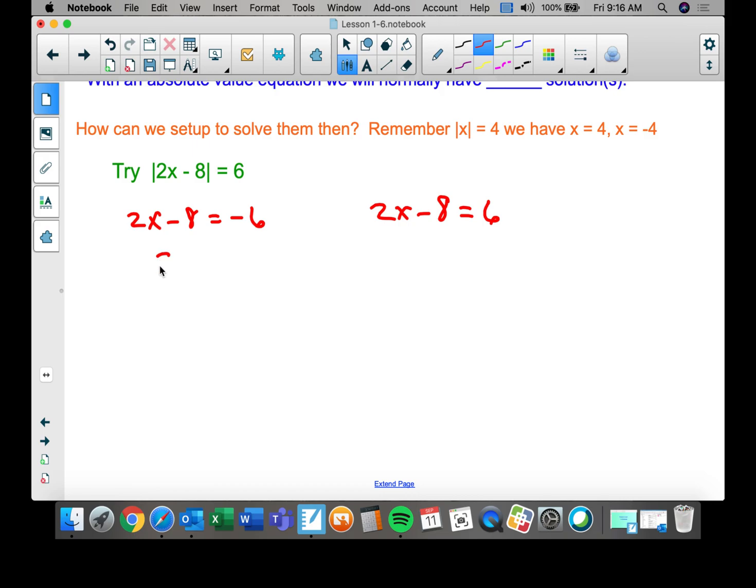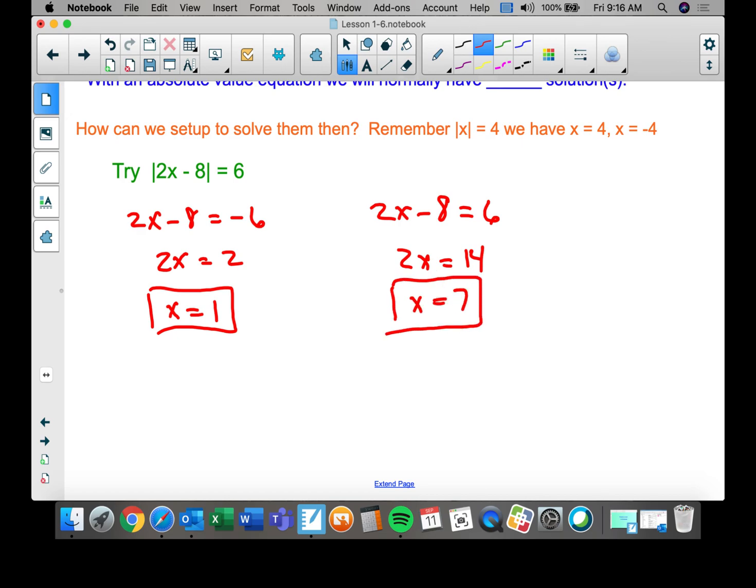Add the 8 over. 2x equal to 2 then. Divide both sides by 2. And I find out that x equals 1. And we'll come back to that and plug it back in just to double check. If I go through on the right-hand side, add the 8 over. Therefore, 2x equals 14 now. Divide both sides by 2. And x equals 7 in this case.